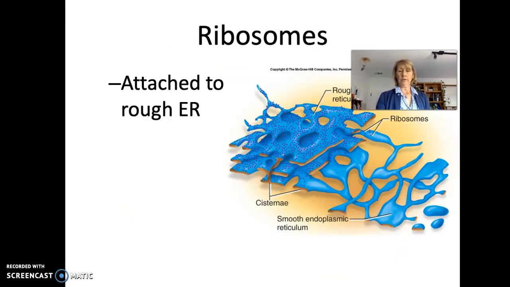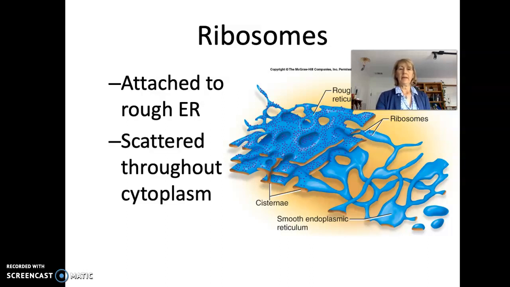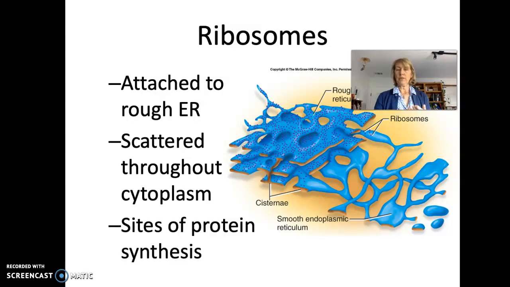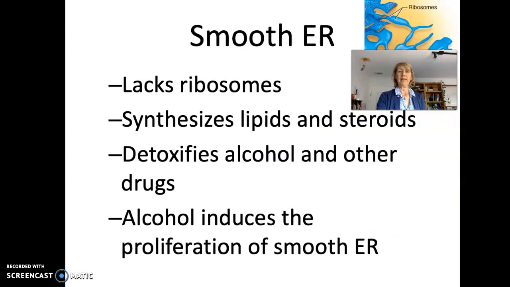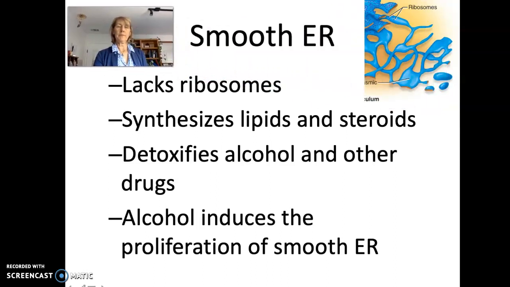So they are attached onto the rough endoplasmic reticulum, and they're scattered throughout the cytoplasm. And what you need to remember is that they are the site of protein synthesis. That's where protein is manufactured. Very important. Smooth ER: if it's smooth, we have no ribosomes. If there's no ribosomes, the function changes. So what it does instead is it synthesizes something also very important, lipids and steroids. Steroid is a lipid.